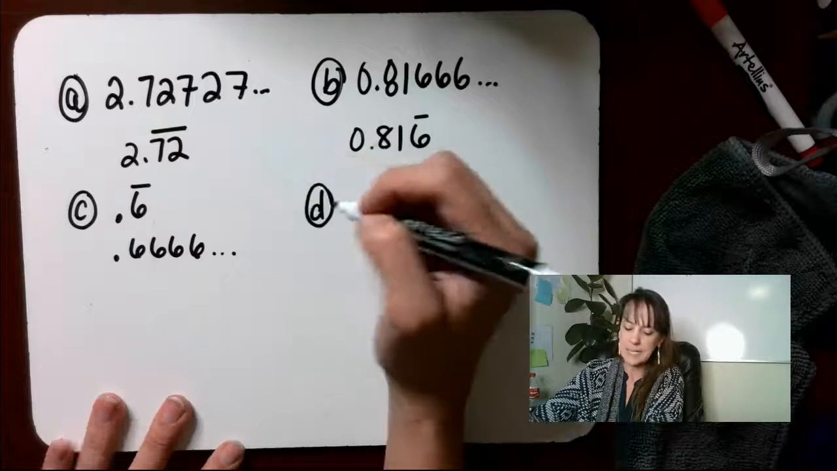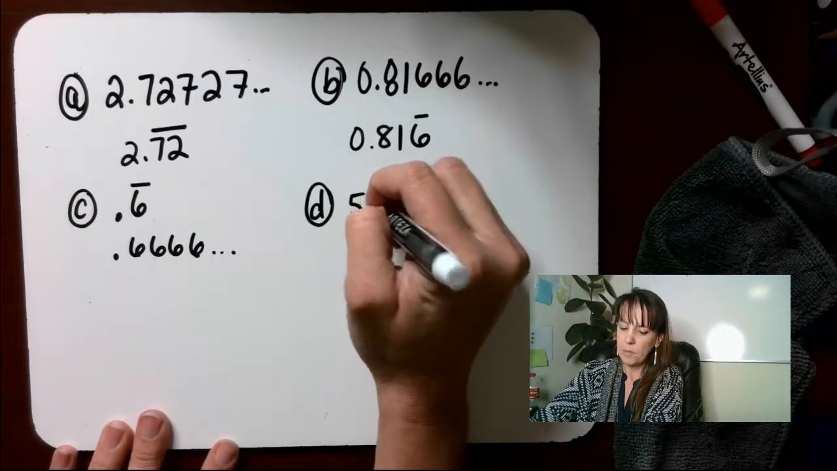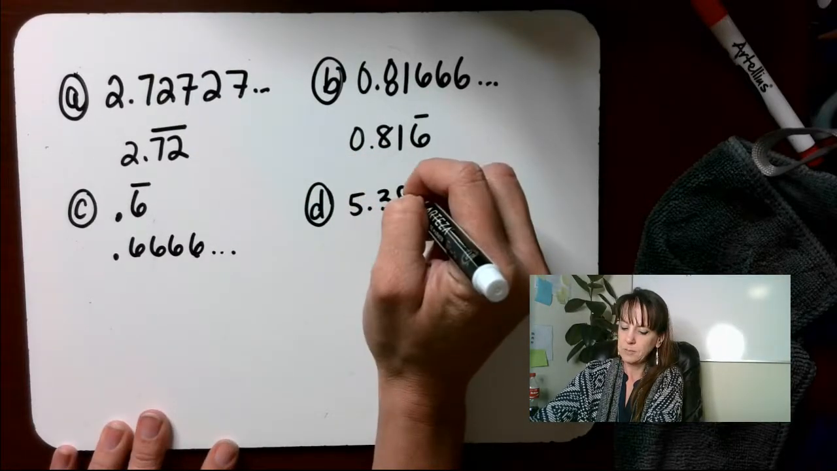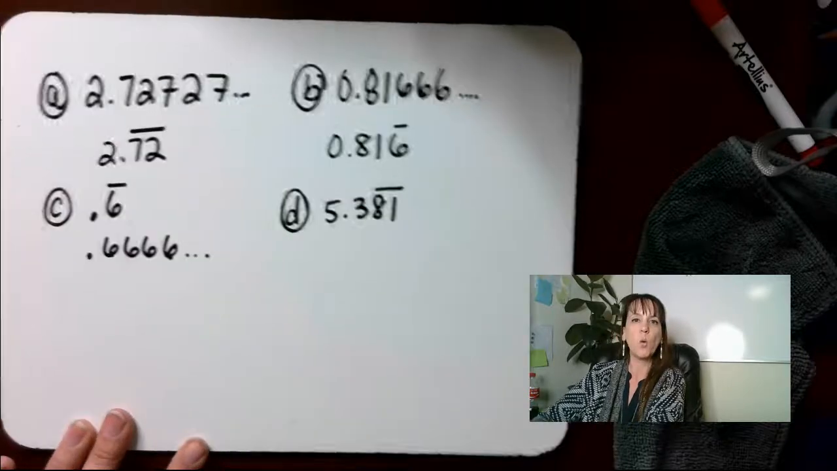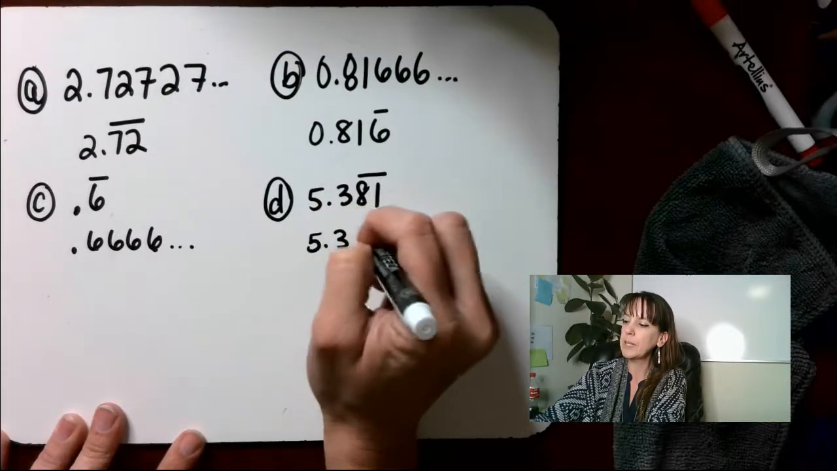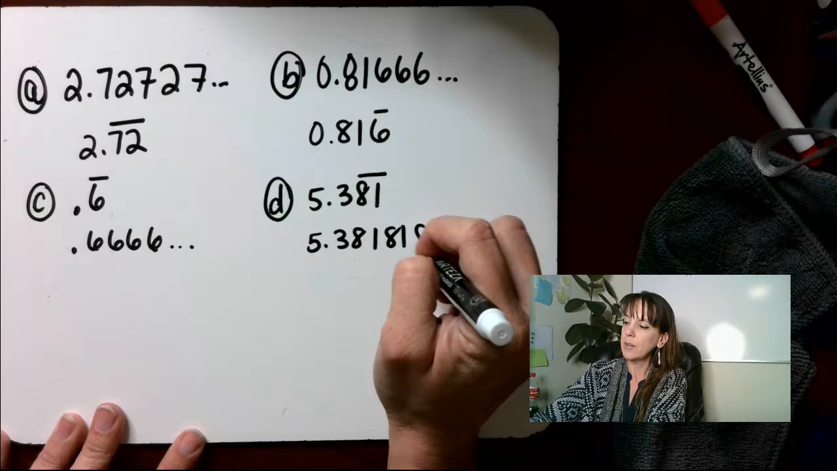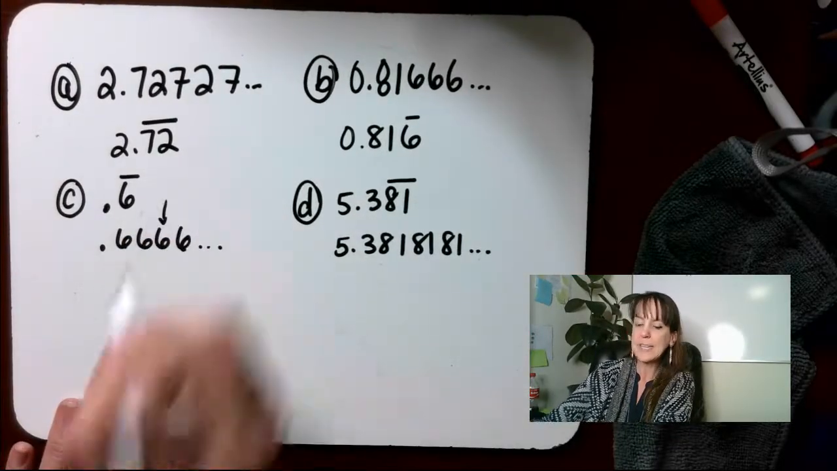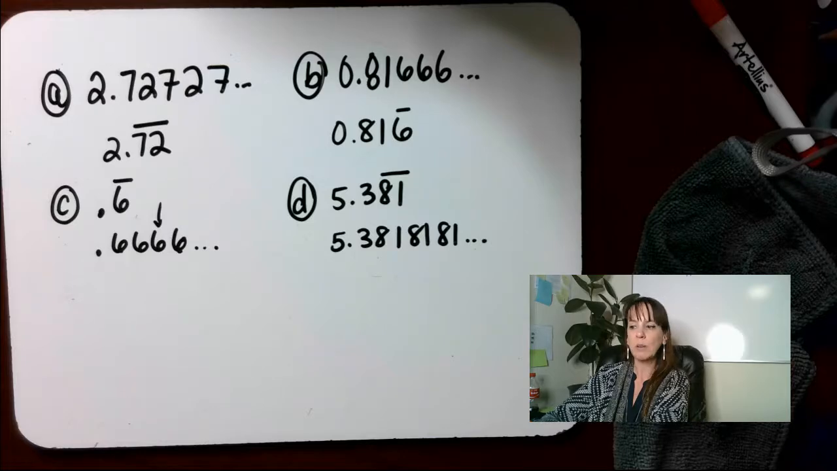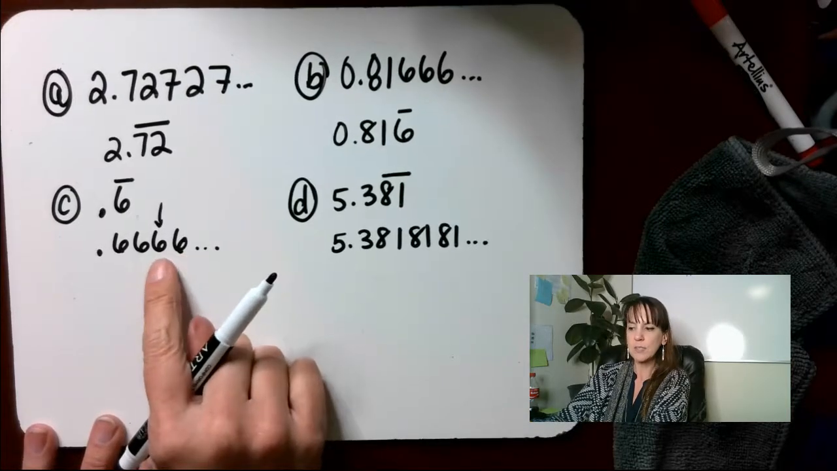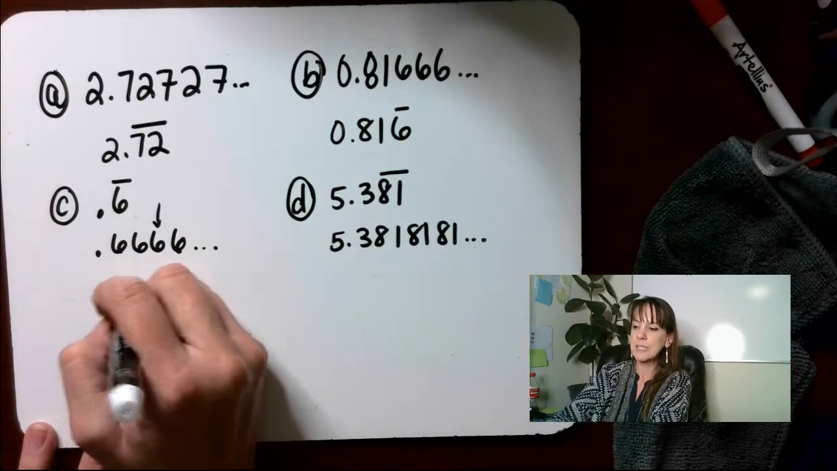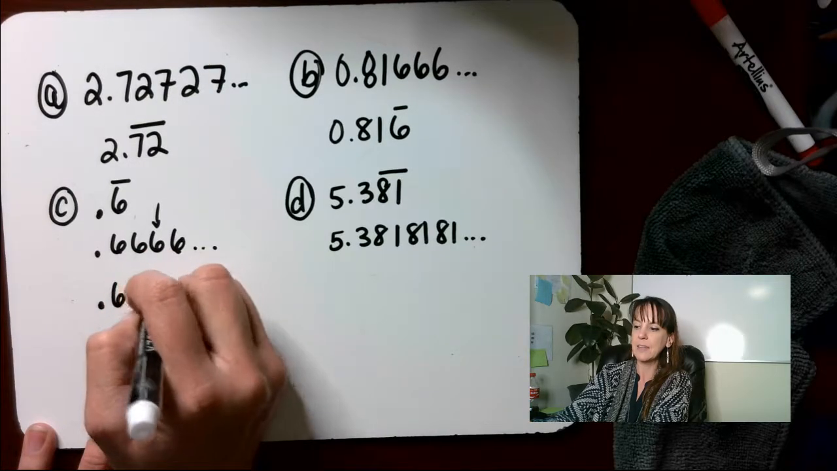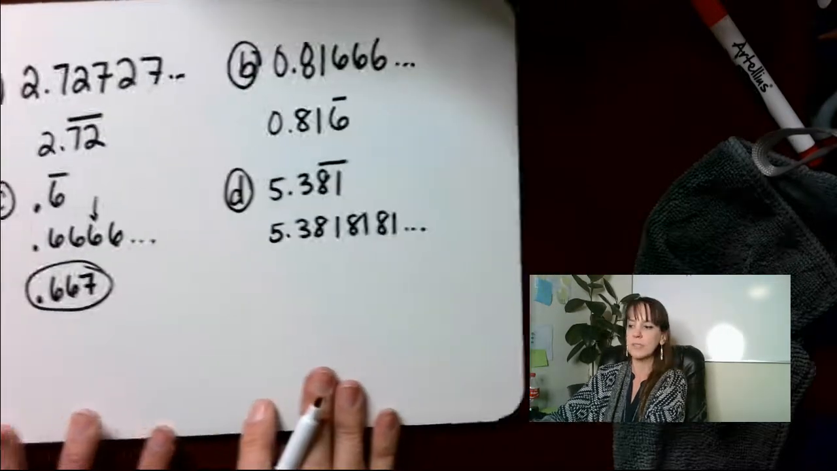So for D, 5.381 with a bar over the 81. So this is going to be 5.381, 81, 81, and so on. Since we're going to the third decimal place, we're going here, which means we need to look at the one to the right of it. That is 5 or greater, so this is going to be boosted up. So our answer is 0.667 for C.